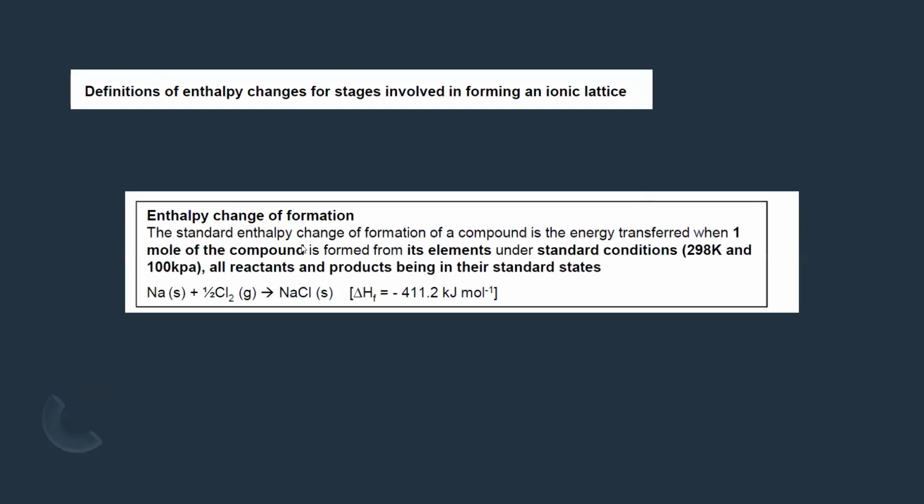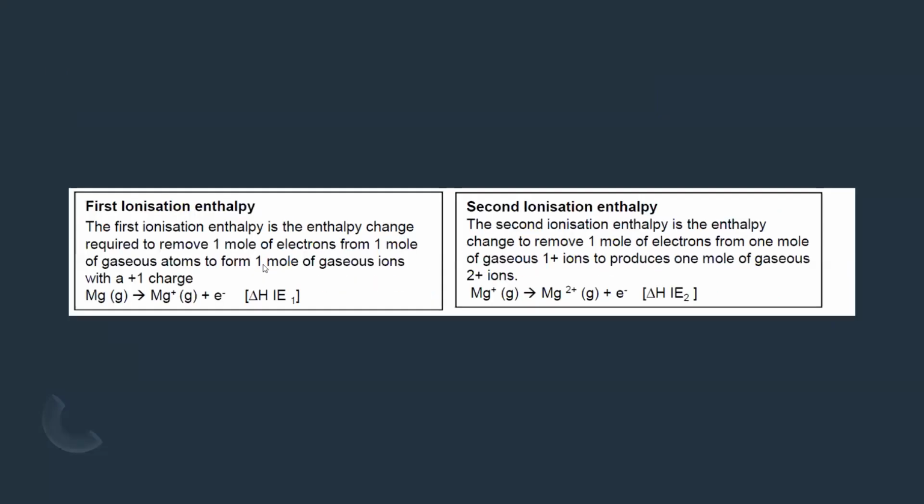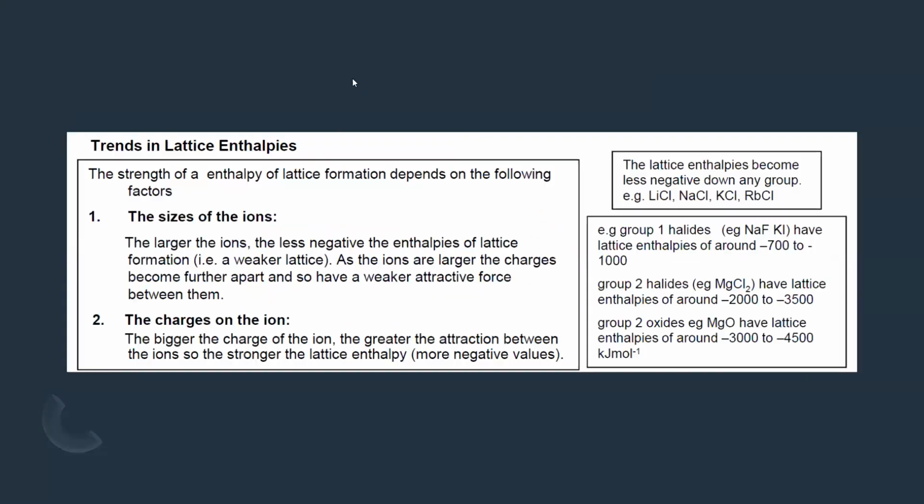So when we compare, the lattice energy depends on two main factors. Number one, it depends on the size of the ions. For a higher lattice energy, the size of the ions should be as small as possible, so they will be closer to each other. And the charge on the ions should be as large as possible. They should have a greater charge so that they will have a greater lattice energy.